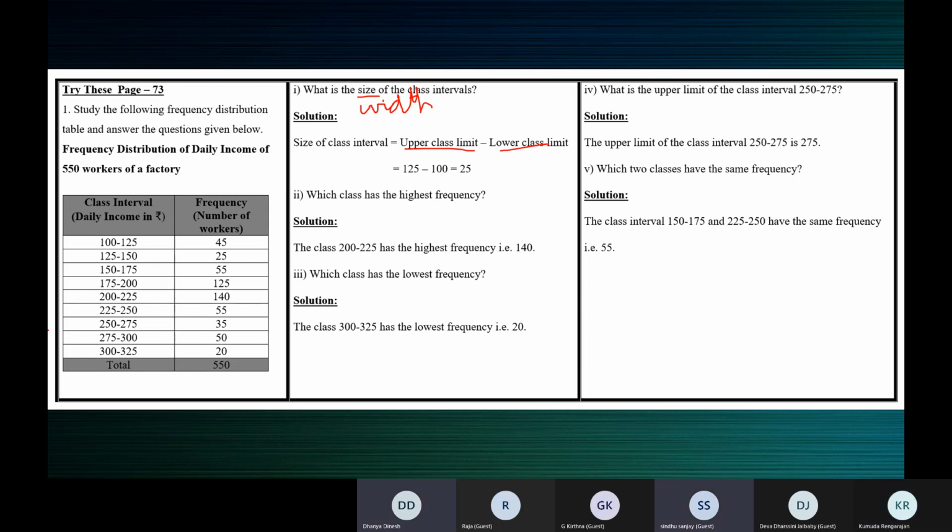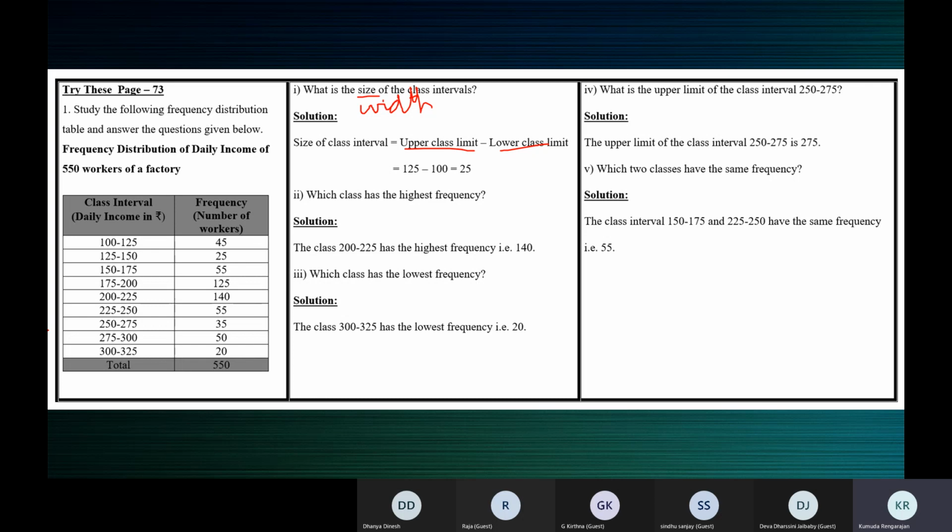Yes, ma'am. Look at the next one. Which class has the highest frequency? 200 to 225. What is the highest frequency? 140, ma'am. 140 is the highest frequency.